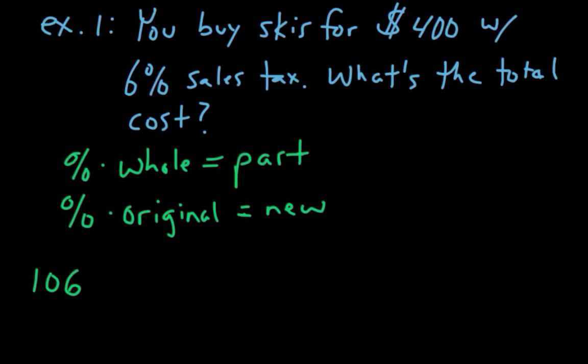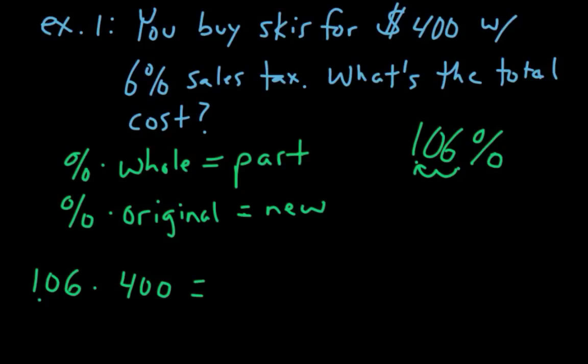Yep, 1 and 0. So it's 1.06 because we have 106%. And if you remember, when we changed it to a decimal, we always move that decimal point 2 places. Look familiar? And so 1.06 times the whole, or times the original, would be my 400. And if we take 1.06 times 400, we'd get to that answer Adam came up with before, the $424.